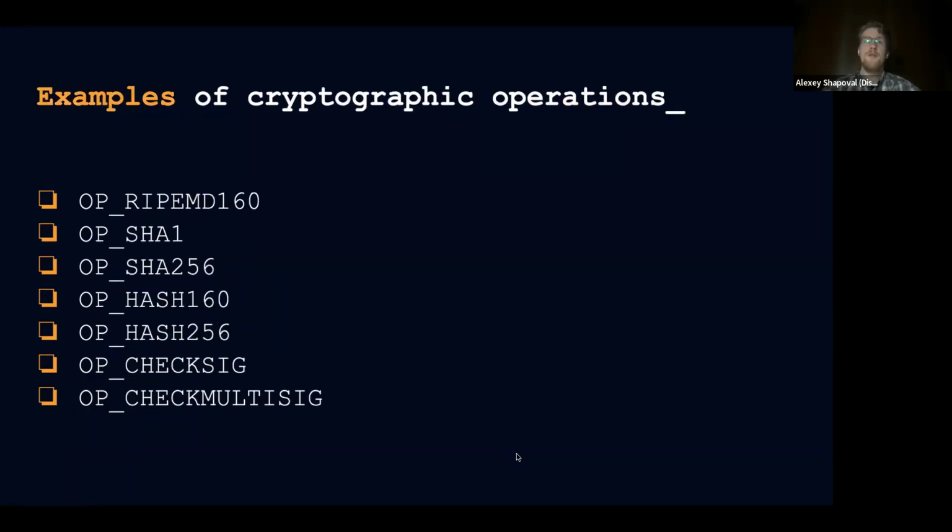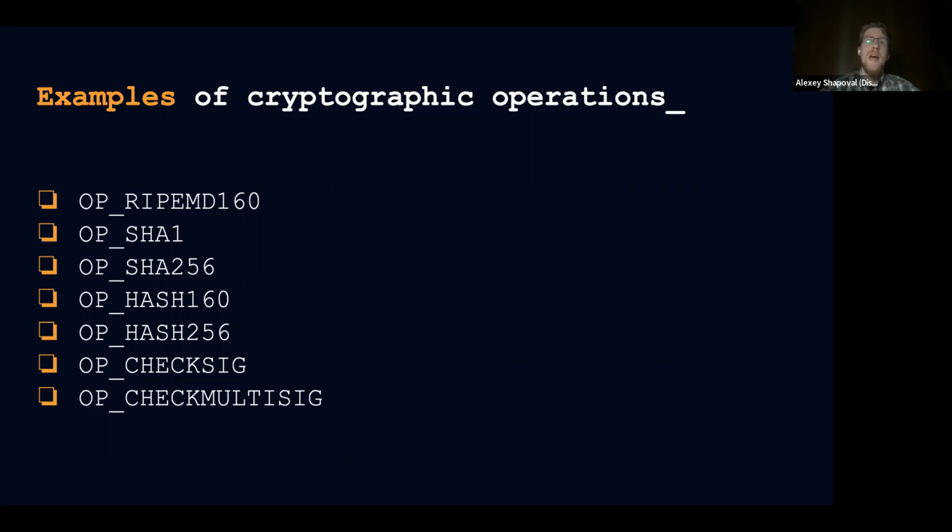Now, as for the cryptography, first we have OP_RIPEMD160. This is the hash. This hashes the top element of the stack with the RIPEMD-160 algorithm. The reason why this specific algorithm exists in Bitcoin script is because Bitcoin uses this hashing algorithm to create addresses, to generate addresses.